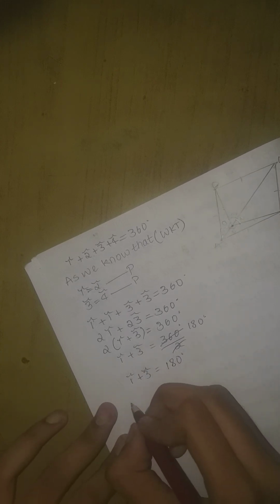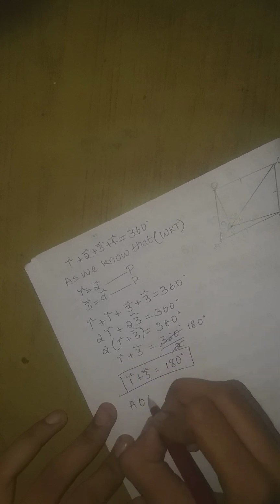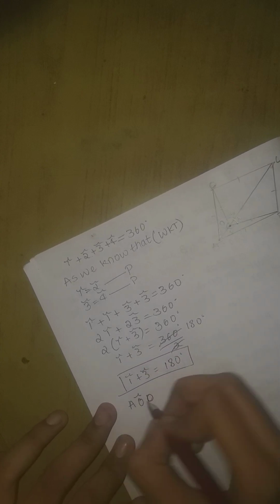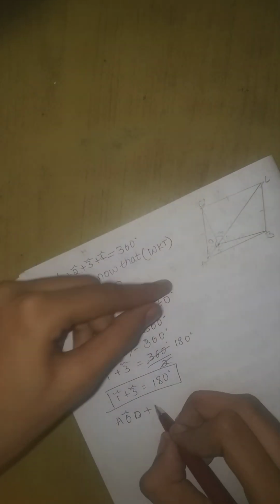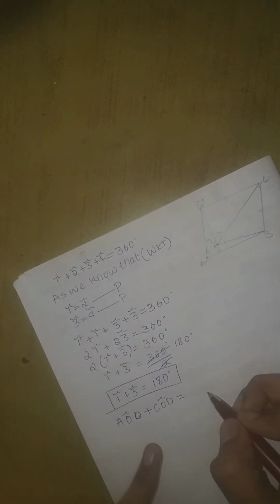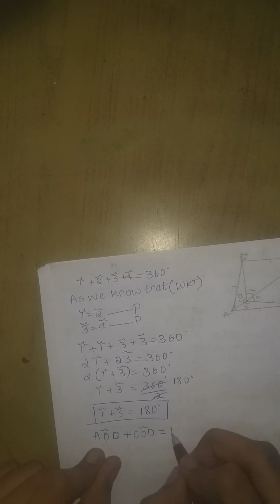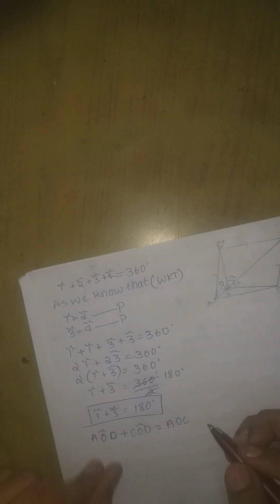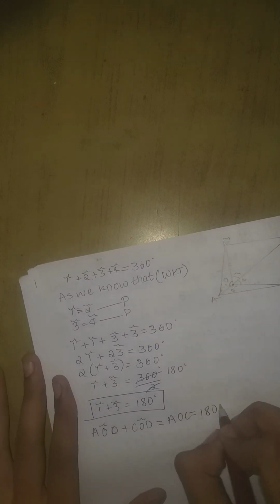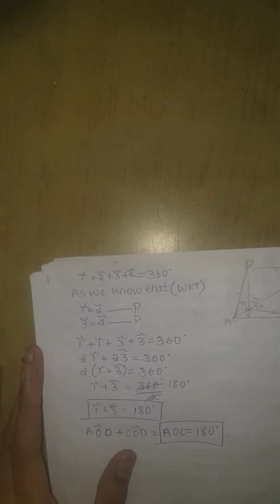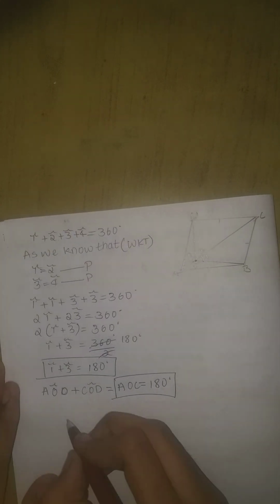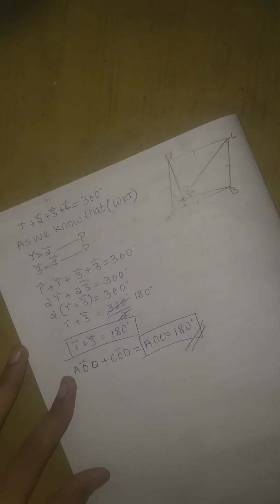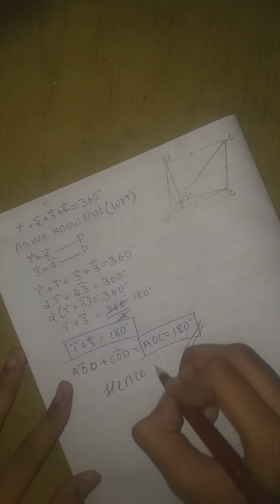What is angle 1? Angle AOD plus angle COD. Angle 3 is angle COD. What is it? Angle AOD plus angle COD will be angle AOC. What is AOC? It's a line. We got it equals 180 degrees. Something that's 180 degrees is a straight line. We got the result, and this is what we had to prove. Hence, proved.